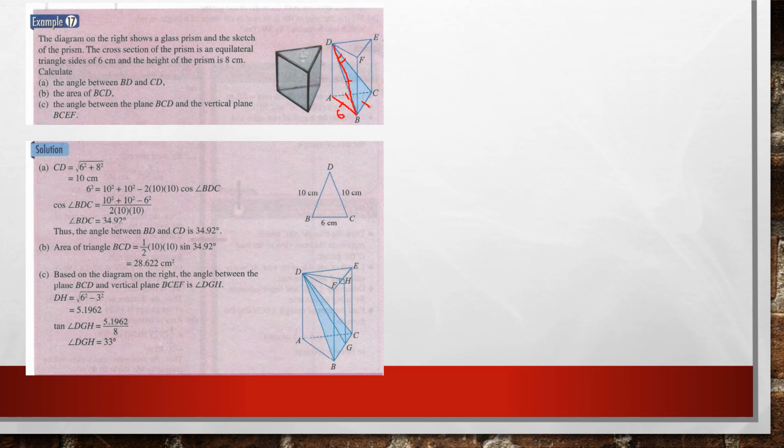Next, for part C, the angle between the planes. Okay, maybe I write first. The angle between the planes BCD. You must know BCD is the plane that is in blue, and then the vertical plane, that is BCEF. So from here you want to know what the angle is.